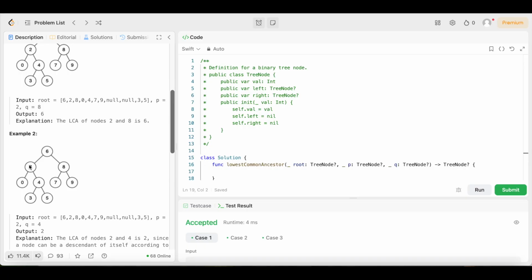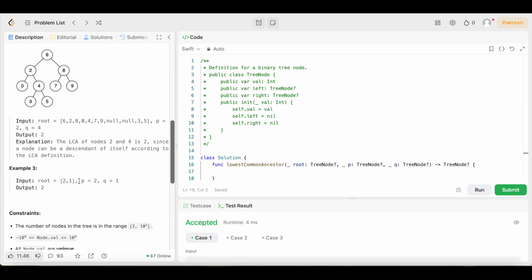That's why the output is 2, because we're looking for the lowest common ancestor, not just any common ancestor. And in this case, if this is the top of the binary tree, this is lower than the top, right? This is below the top, which would be the root. So that's why the answer is 2.